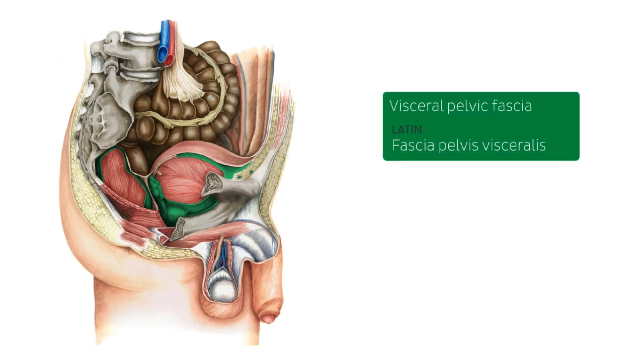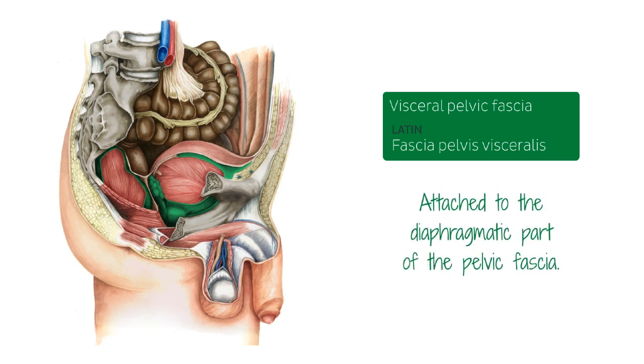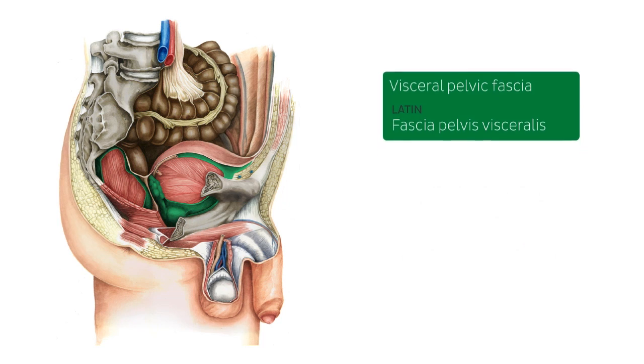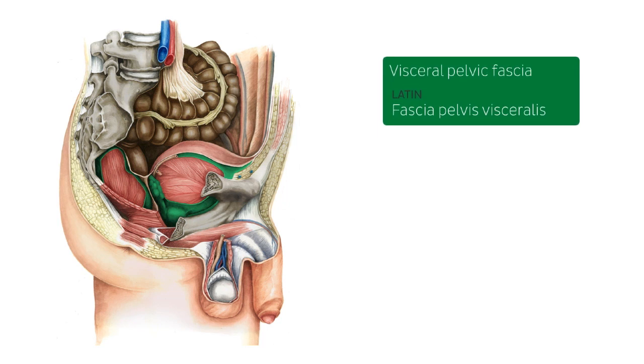And as you remember, a fascia is a structure of connective tissue that surrounds muscles, groups of muscles, blood vessels, and also nerves, binding some of these structures together while permitting others to slide smoothly over each other. The visceral pelvic fascia is attached to the diaphragmatic part of the pelvic fascia and has been subdivided in accordance with the viscera to which it is related. And we're going to then split it up into three different parts.